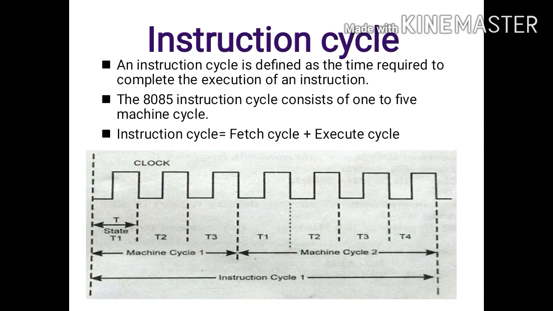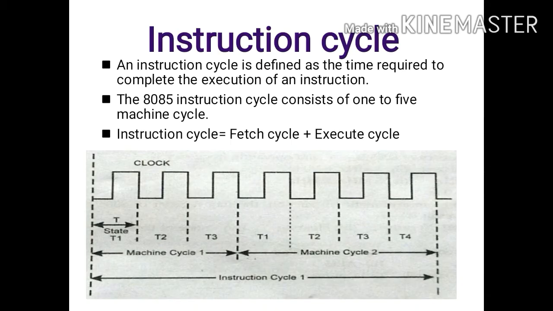Instruction cycle. An instruction cycle is defined as the time required to complete the execution of an instruction. The 8085 instruction cycle consists of 1 to 5 machine cycles. In the diagram, you can observe that instruction cycle 1 consists of two machine cycles, machine cycle 1 and machine cycle 2.